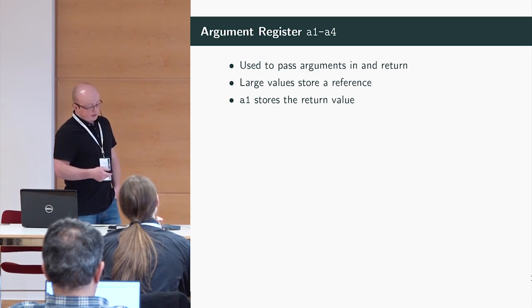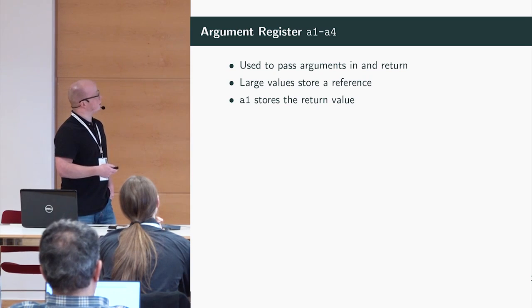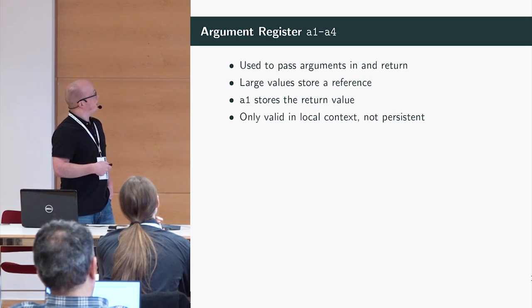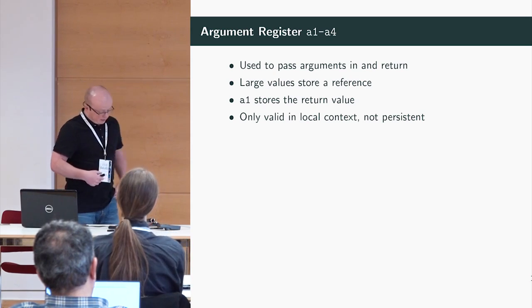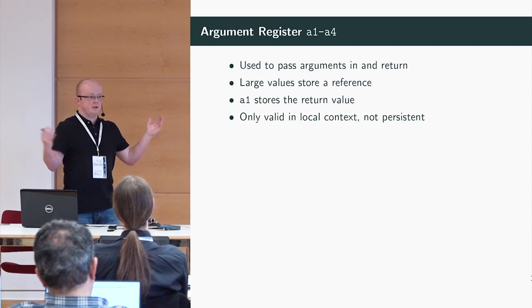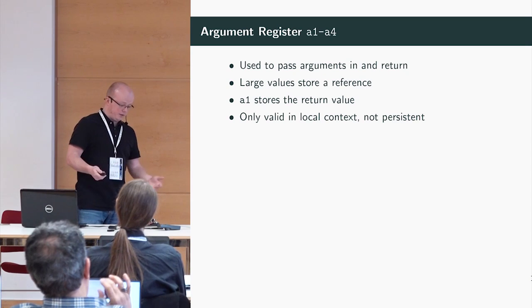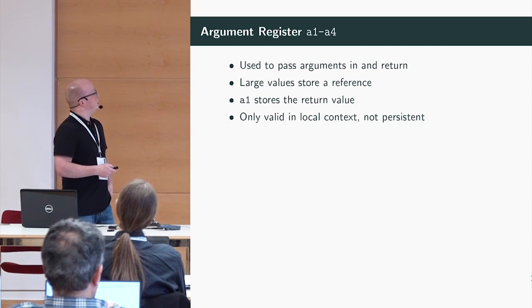And large values that exceed the 4 registers are stored as a reference. A1 stores the return value, and they are only valid in the local context. I hope that's the correct term. That is, if you call a subroutine, the subroutine might change the argument registers as much as it wants. We don't need to care about that. So if our function changes them, it might just as well do so.